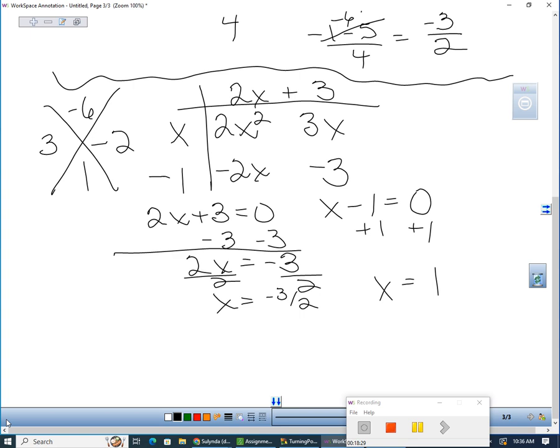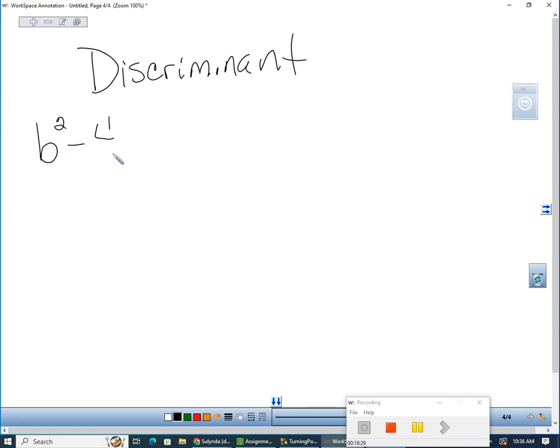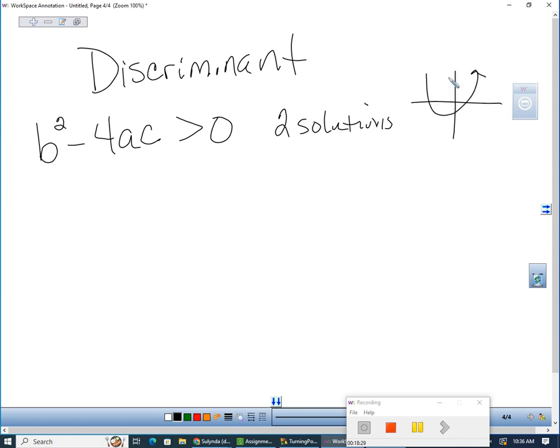All right, the last section I want to talk about is what we call the discriminant. The discriminant is what's underneath the square root. So it is b squared minus 4ac. If that value is greater than 0, so it's a positive number, you have two solutions. Your parabola is crossing the x-axis in two spots.